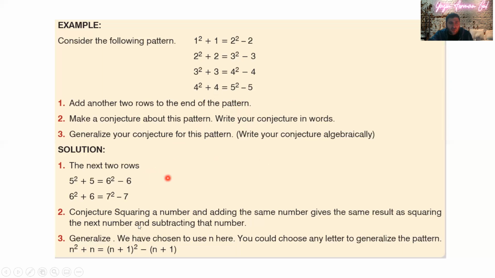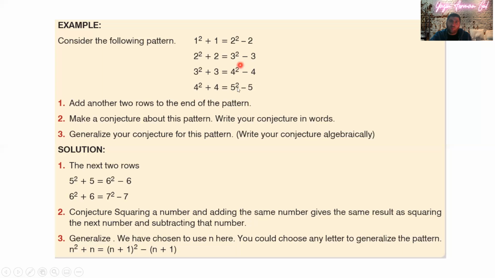Okay. So conjecture: make a conjecture about this pattern, write your conjecture in Word. So we're going to say conjecture: squaring a number and adding the same number gives the same result as squaring the next number and subtracting that number. Okay, basically what we did just now. Generalize your conjecture for this pattern. How would you generalize it? We have chosen to use n here. You could choose any letter to generalize the pattern. So n squared plus n equals (n plus 1) to the power of 2 minus (n plus 1).